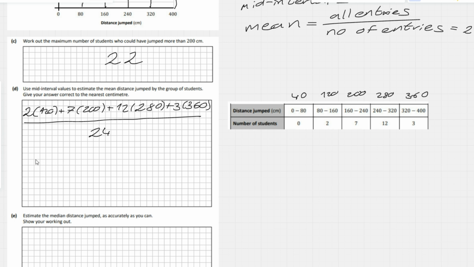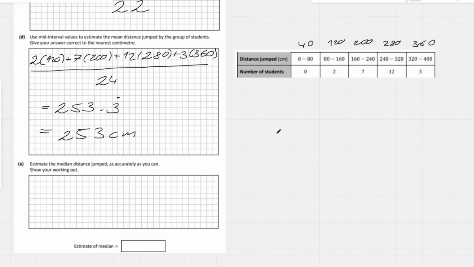Once that is done, on your calculator you will get 253.3 recurring. This recurring, this little dot on your calculator, just means 3 forever. So we are asked to give our answer correct to the nearest centimeter. In this case, we have a 3, which means that we'll be rounding down. So our answer will be 253 centimeters.